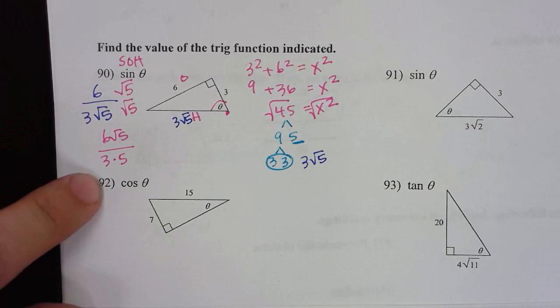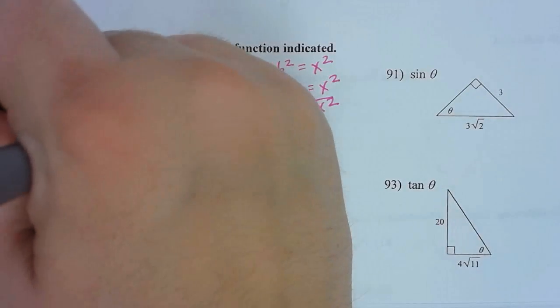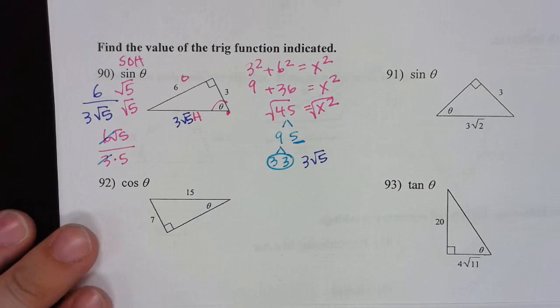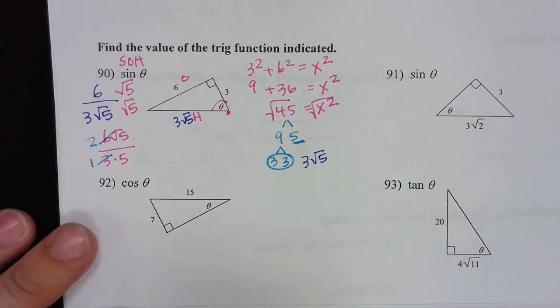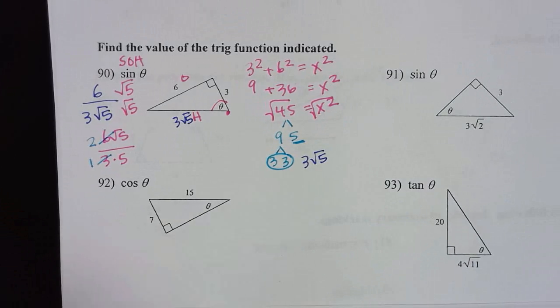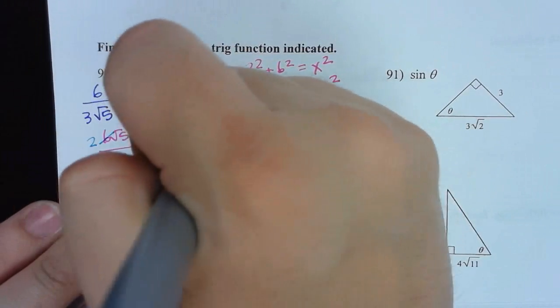Now notice, on top I have a 6, on bottom I have a 3. I could have canceled this earlier, but I didn't. If I divide the top and the bottom by 3, I get 2 over 1. So to finish this off, it was a lot of work and it's kind of all over the place. I apologize, but the final answer would be 2 square root 5 over 5.